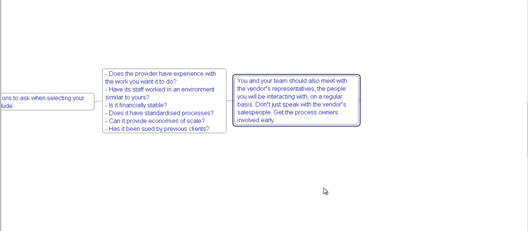You and your team should meet with the vendor's representatives, the people you will be interacting with on a regular basis. Don't just speak with the vendor's salespeople. Get the process owner involved early.